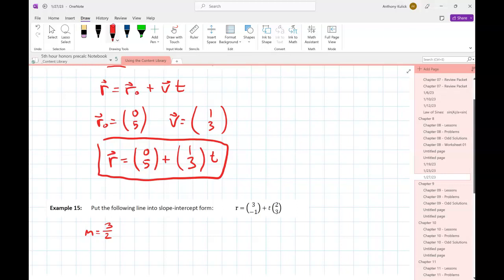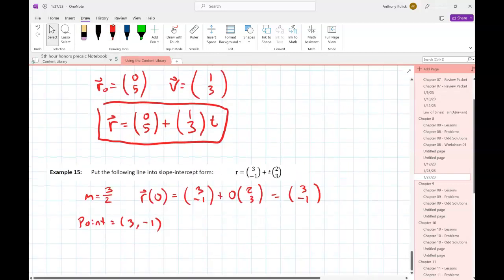Any point would be fine. The y-intercept would be nice, but not easy to generate the y-intercept out of a vector line equation. But any point would be okay. So we're just going to go ahead and pick a value for t, maybe 0, in which case we get 3, negative 1. So then I can write my equation for a line.